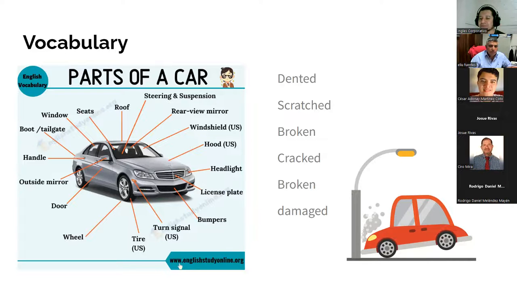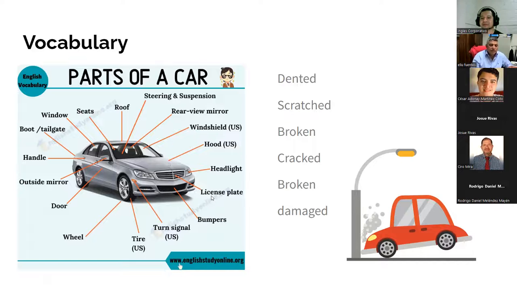Very good. If you investigated that, these are some words, right? We have a lot, but these are some of them, like window, tailgate, handle, the handle, para abrir, to open the door, the outside door, the wheels, or tires. Tires is in the US, right? The turn signal. What is turn signal? How do you say that in English or in Spanish? Exactly. Turn signal. Bumpers, right? The bumper. License plate. What is the license plate? La placa, right?